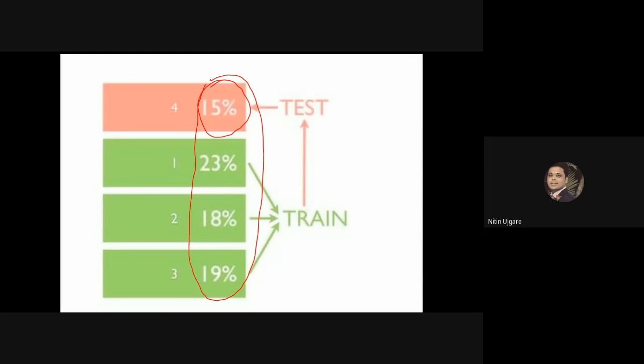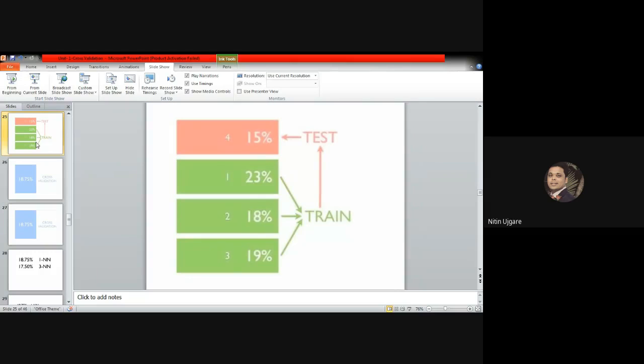So can anybody please tell me what is the average error or the cross validation error for this? Anybody from you? You can type your answers in the chat box.